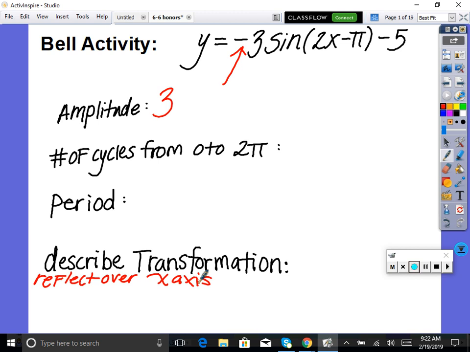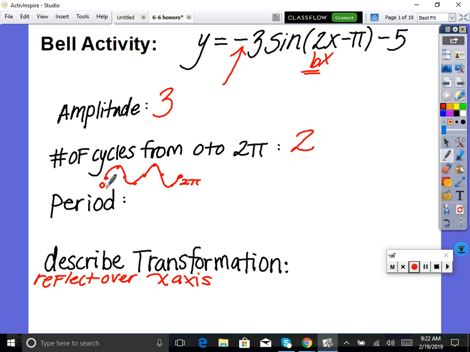Okay, good. Now, number of cycles from 0 to 2 pi. Bx, that's the part. B is the number of cycles from 0 to 2 pi. So there are 2. So that means for sine, 0, max, 0, min, 0. There's 1 cycle. 0, max, 0, min, 0 ends at 2 pi. There are 2 cycles from 0 to 2 pi.